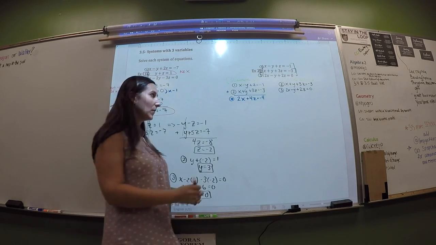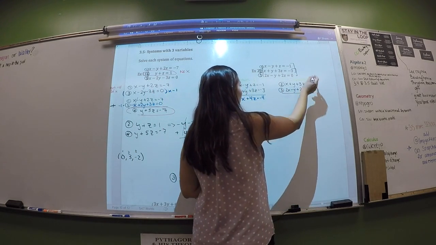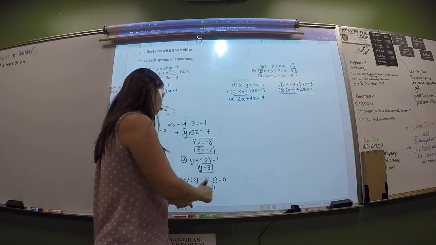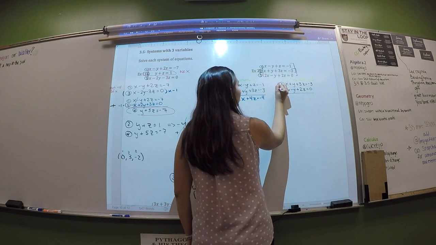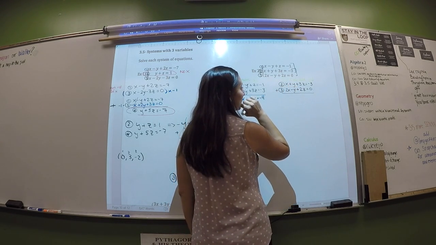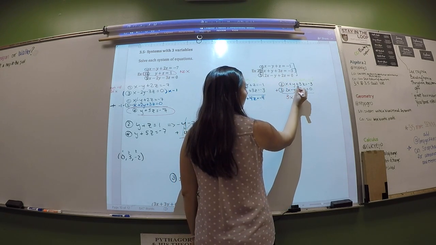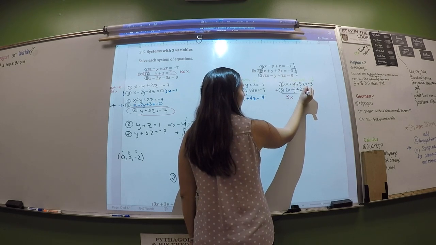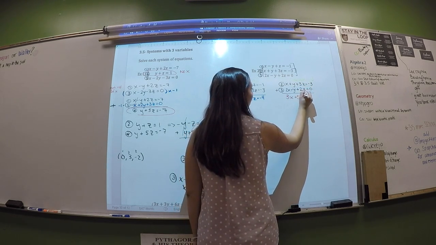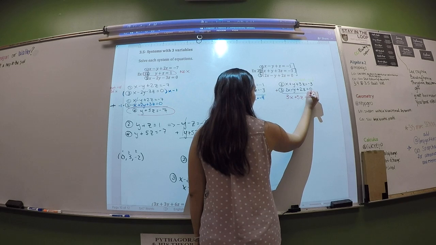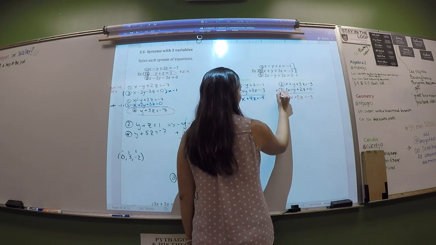Alright. Do we have to do anything in order to eliminate y? No. So we just need to add these together. So x plus 2x is what? Yep. These go away. 3z and 2z. Good. And then -3 and 0. And I'm going to call this double star.